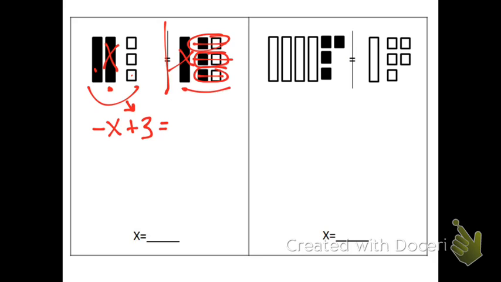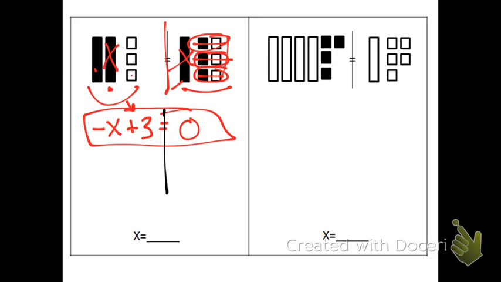Now what's left on my right side? In this case, my zero pairs canceled out, and I crossed out this negative 1 right here. So that means I actually have nothing on this side. So now I have a nice little one-step equation that I'm ready to solve. So let's go ahead and solve it out.